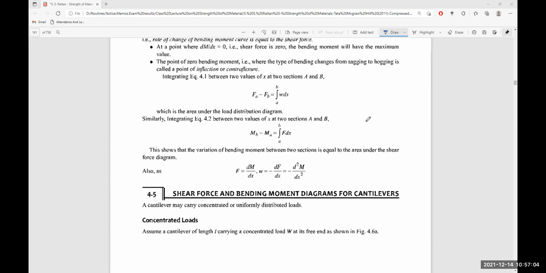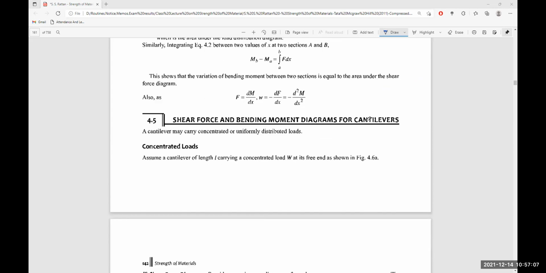Now, what should be the shear force and bending moment diagram for a cantilever? Let us go through that. The cantilever may carry concentrated or uniformly distributed load. All types of beam can carry a concentrated or independent single load, and uniformly or non-uniformly distributed load. But we are considering here only uniformly distributed load.